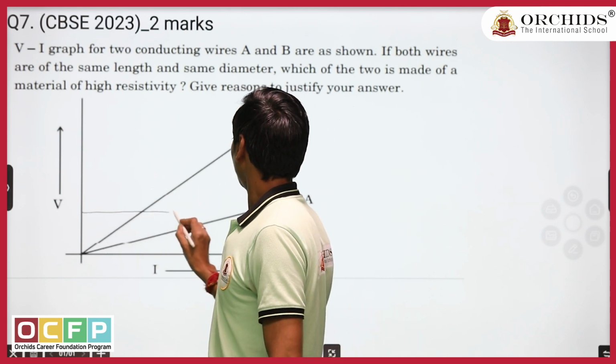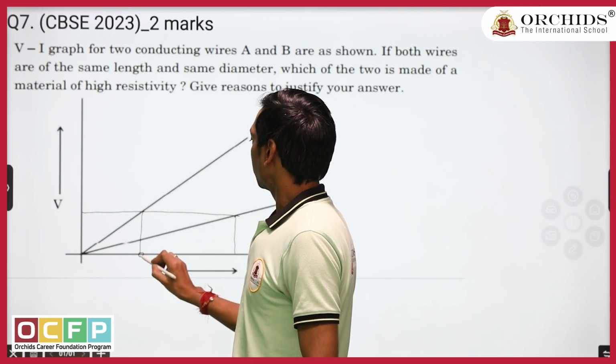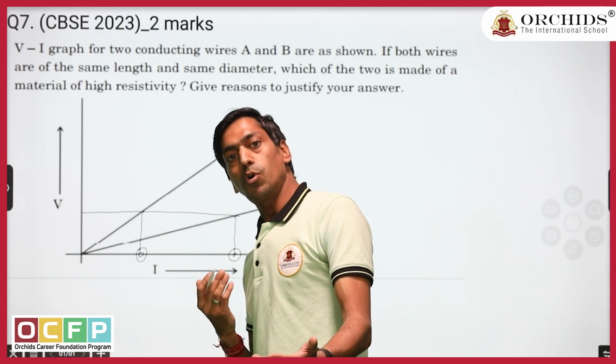Let's say I'm applying 10 volt across both the resistors. Now you can check for that voltage in which resistor the flow of current will be more. So less the resistance, more will be the current flow.